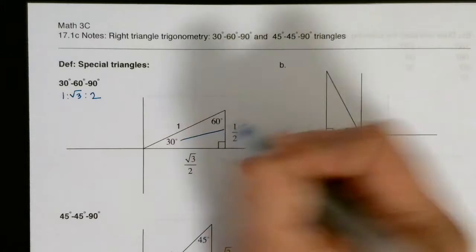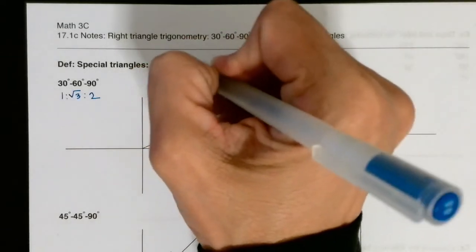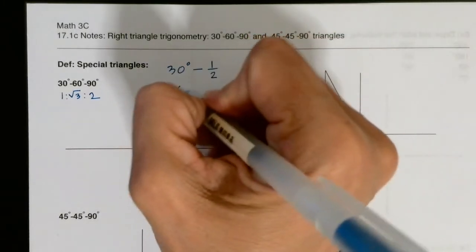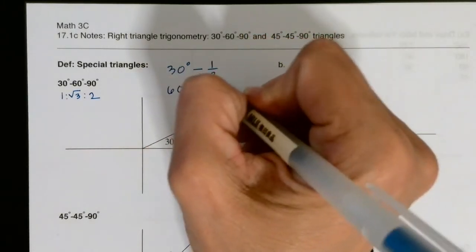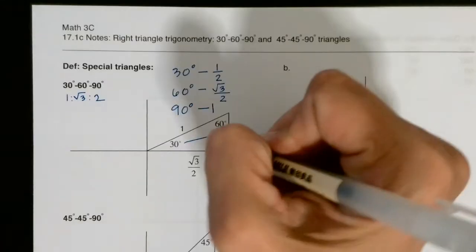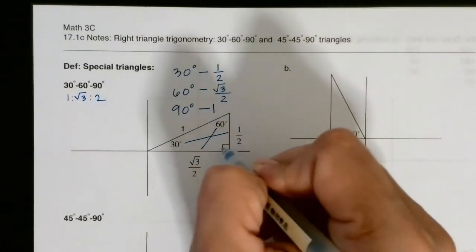Opposite 30 degrees will always be 1/2. Opposite 60 degrees will always be root 3 over 2. And opposite our 90-degree angle is this nice clean 1. Do you guys see that?